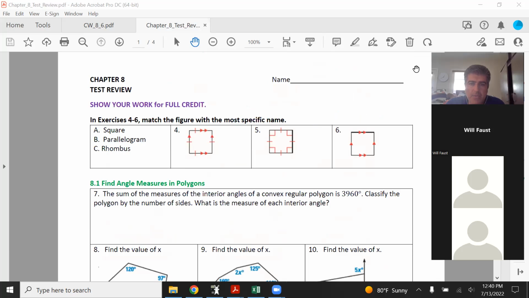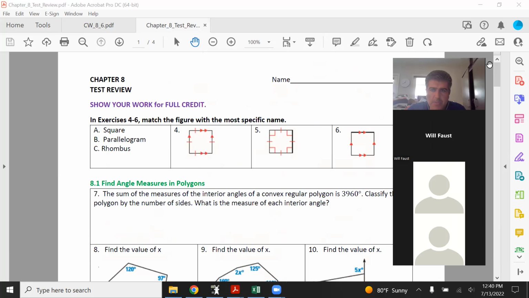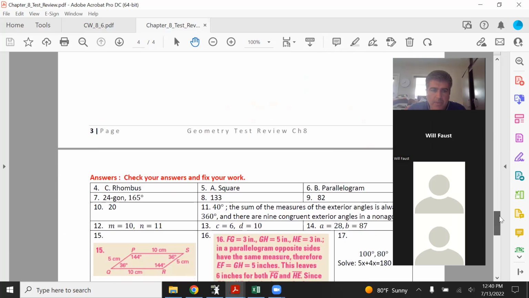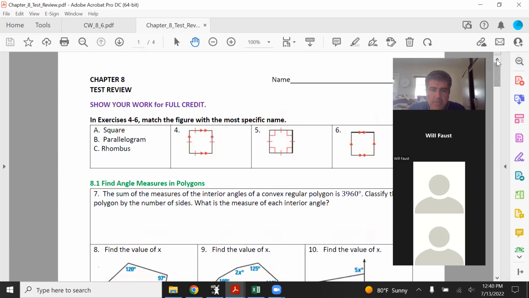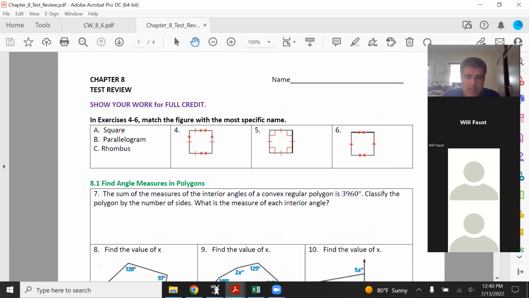Okay, so for this here, you're told to match the figure with the most specific name. And all the answers are here, obviously. So if you have all 4 sides the same, and 2 pairs of parallel sides, but we don't know anything about the angles, I'm going to say a rhombus. Here, all the sides and angles are the same. That's a square. Here, we only have parallel sides, but you don't know anything else. That's a parallelogram. It's the best I can say about that.